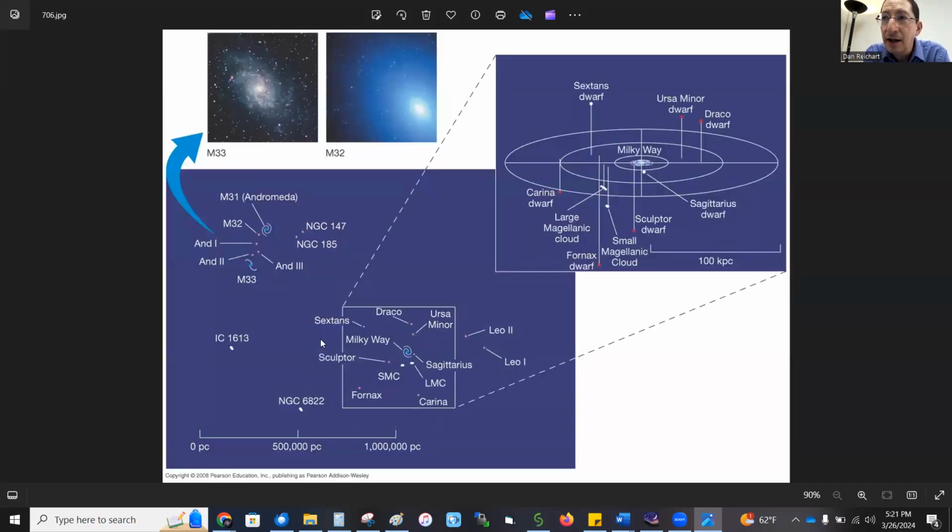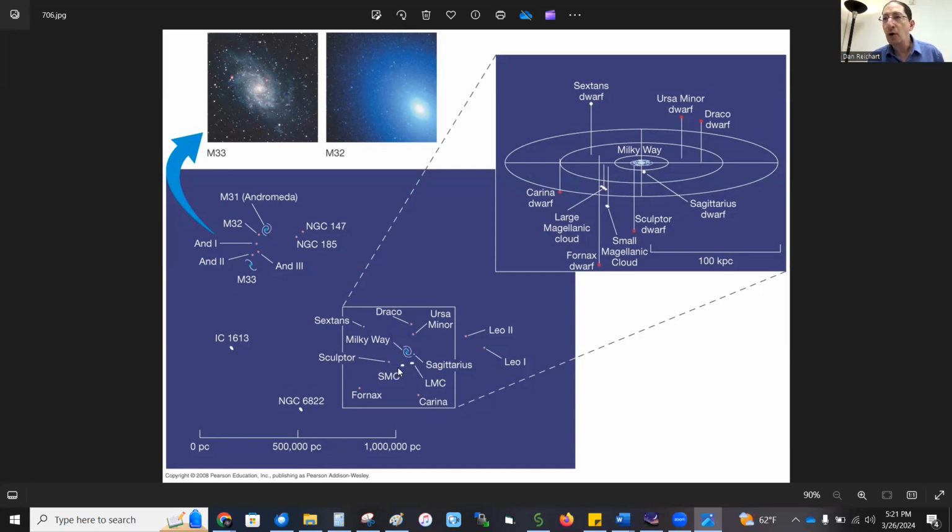Okay, here's a schematic of our local group. This is just nearby. Right here, we have the Milky Way. Over here, we have Andromeda. These are the two gravitational centers of our local group of galaxies. This group is bound gravitationally. And around these two big gravitational centers, you see all sorts of smaller things.